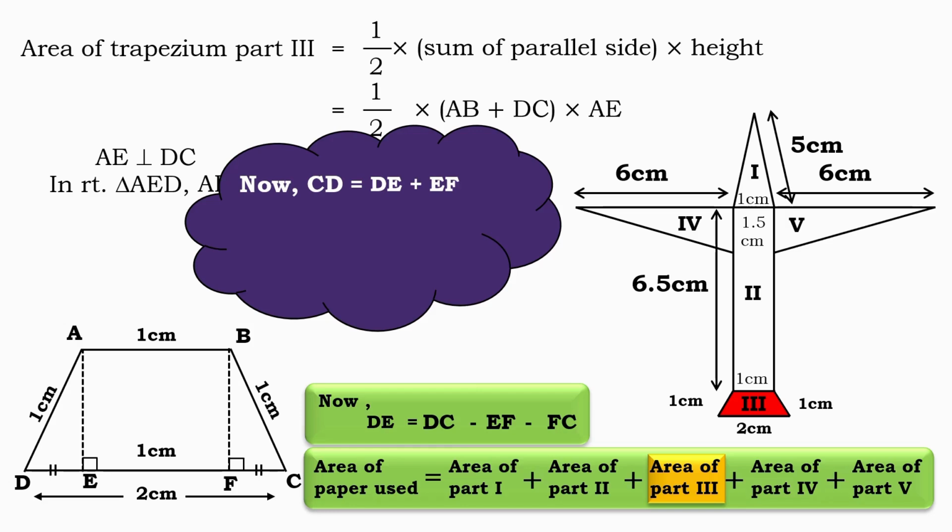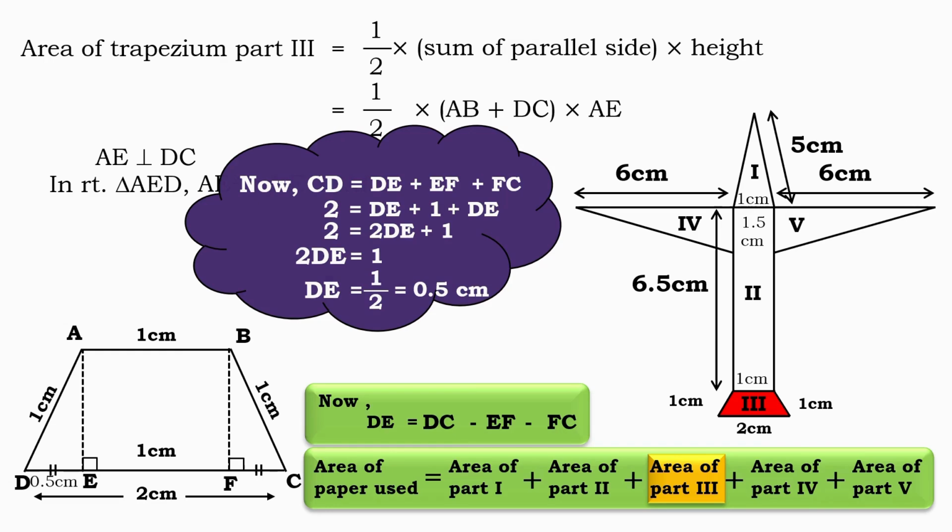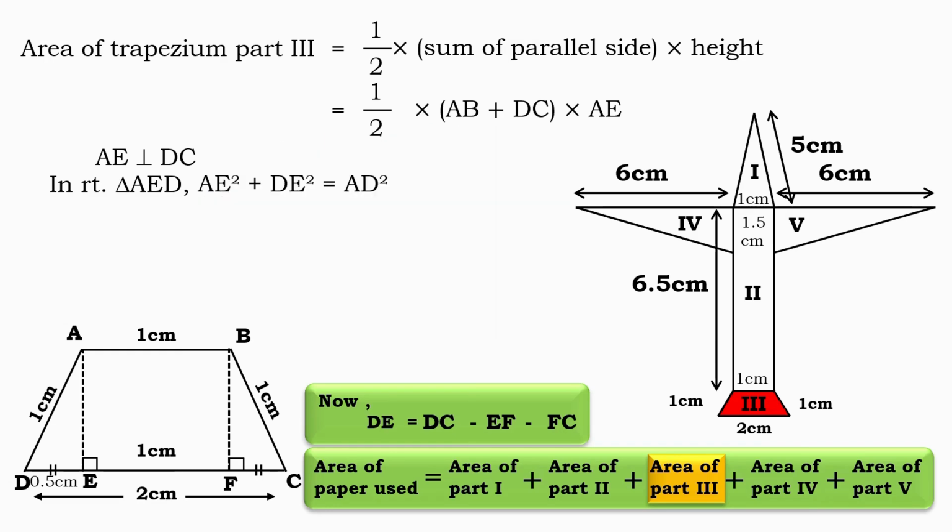CD is basically equal to DE plus EF plus FC. Right. So CD we know that is 2 centimeter. DE we need to find out. EF we know is 1 centimeter. And instead of FC we can write DE, right? Because we already concluded earlier that DE and FC are equal. So now 2DE plus 1 equals 2. So 2DE is equal to 1. So DE will be 1 by 2, that is 0.5 centimeter. So we found the value of DE.